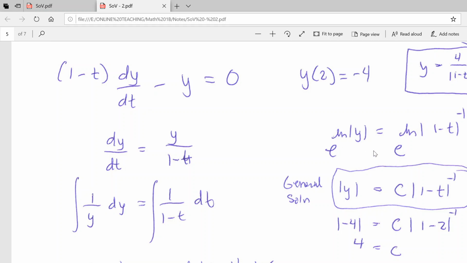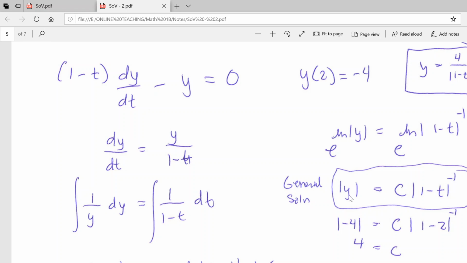To solve, we can e both sides. Remember, the e and the ln have to be right next to each other for the inverse property to wipe them out. And so I had to put the negative up as a power, and I'm using the property of logarithms to do that. That gives me the absolute value of y. I got e to the ln of absolute value 1 minus t to the negative 1 times e to the c. The e to the c, we're going to make a new c again. Then we've got absolute value y is c times absolute value 1 minus t to the negative 1.